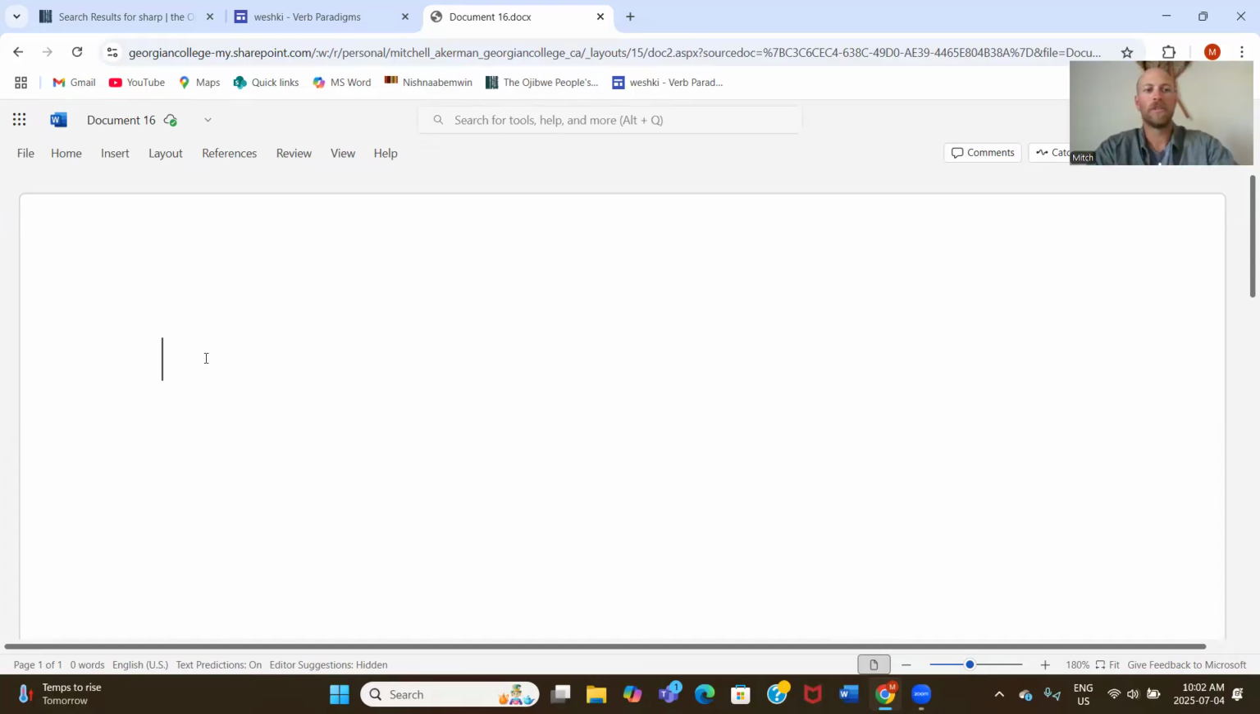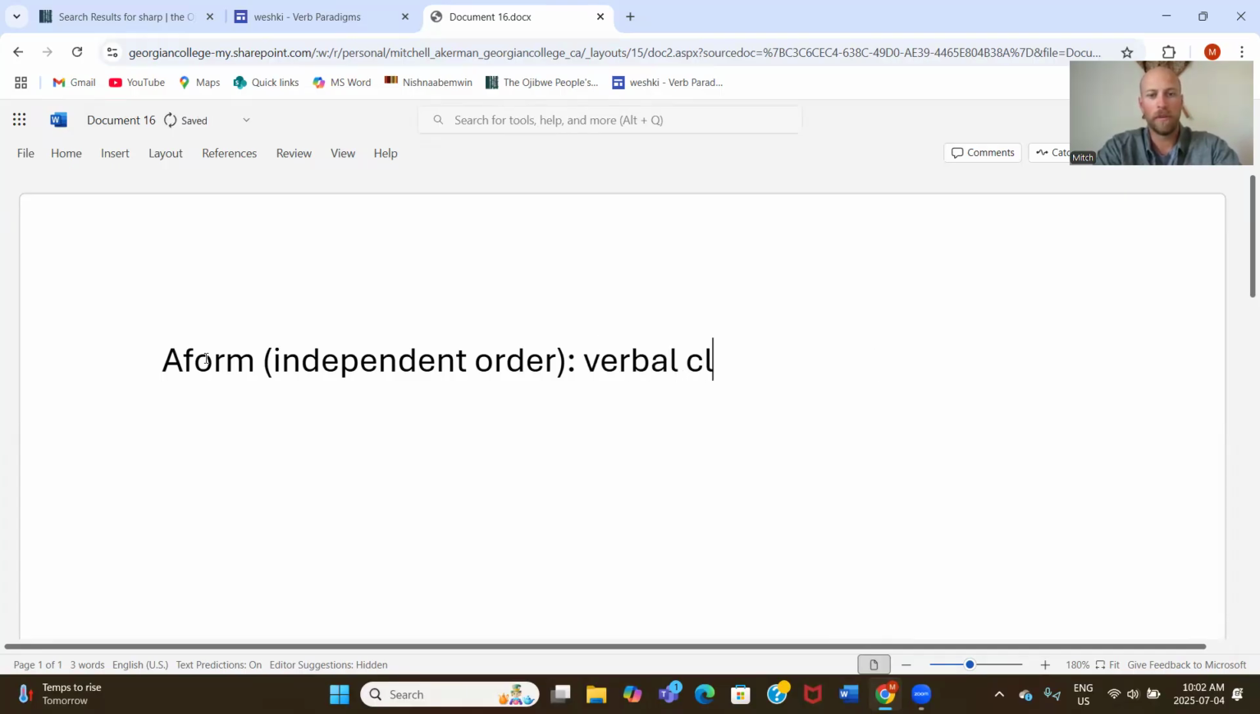Okay, so to start very, very quickly, A form equals, we can also name it, independent order. Okay, and hopefully we're starting to catch on a little bit here, but A form, what does it do? These are verbal clauses that form complete sentences on their own.